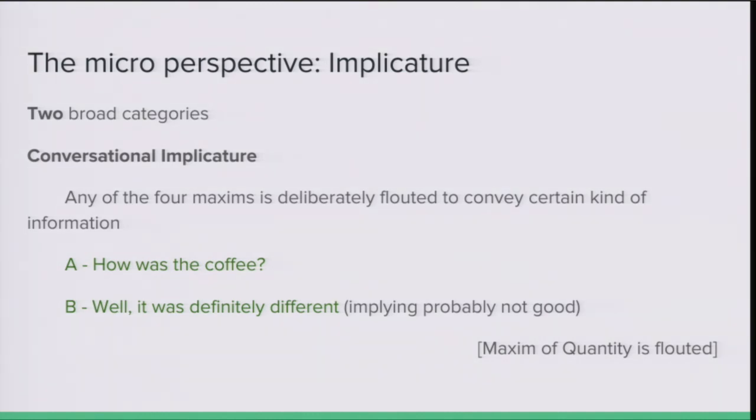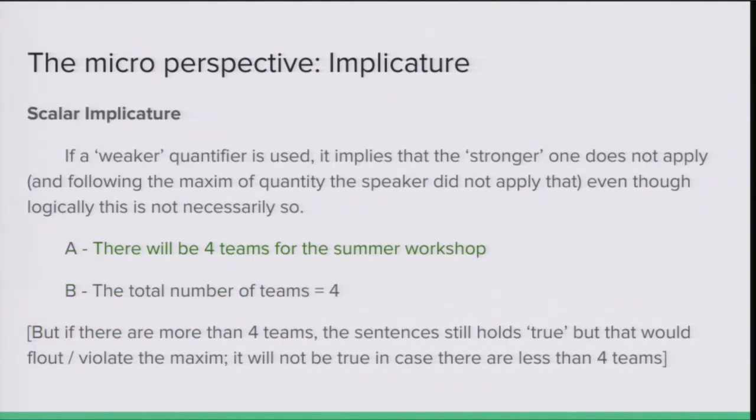conversational implicature. For example, somebody introduced you to the Jaggery coffee here and asked, how was the coffee? So you say, well, it was definitely different. But you could be implying that you didn't like it, right? The other person was really excited about it, and he highly recommended the coffee, so you don't want to offend that person. So you'd say, oh, well, it was definitely different, and probably you're implying that it's not good. So what you do here is you flout the maxim of quantity and you generate an implication. If the other person is intelligent enough, he or she will get the idea of what you're trying to say here.